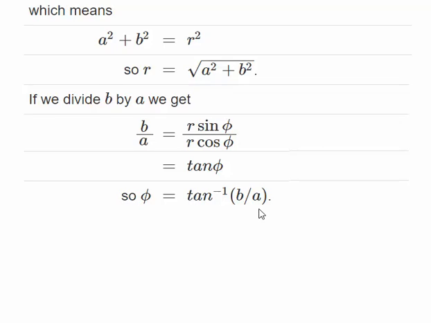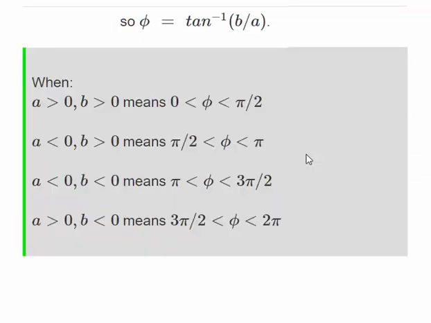A and b can have any value from minus infinity to plus infinity. We have a problem with our calculators that they can't generally distinguish the difference between minus b over a or b over minus a. So let's just look at the 4 quadrants. In this first case we've got a is positive and b is positive. So let's just draw that. So a is positive and b is positive. So phi is going to be between 0 and pi over 2, or 0 and 90 if you prefer.